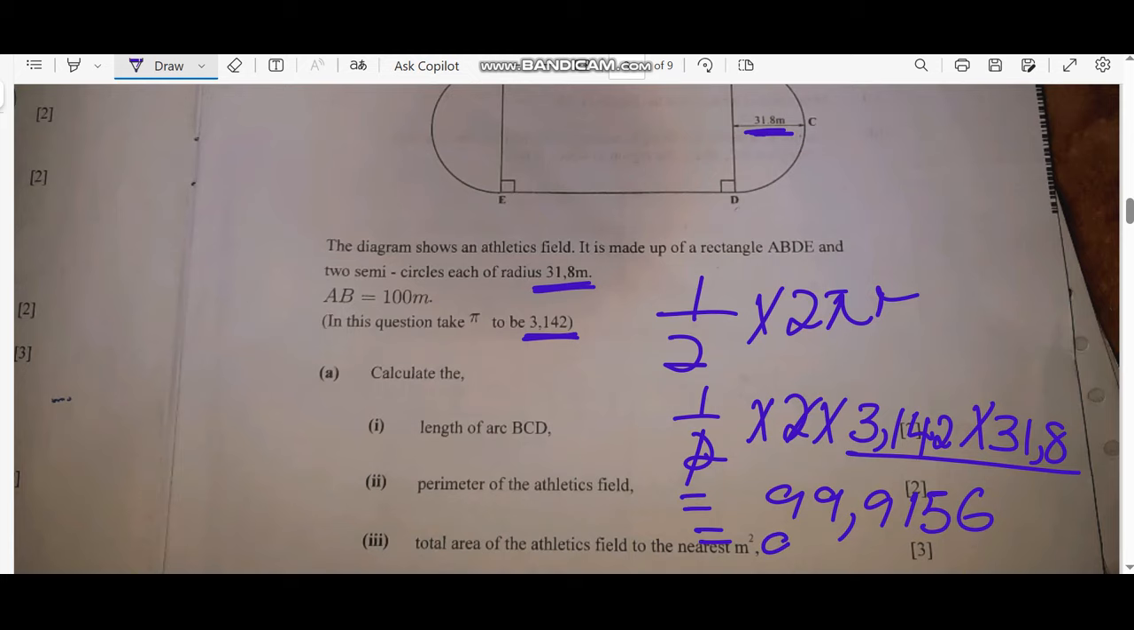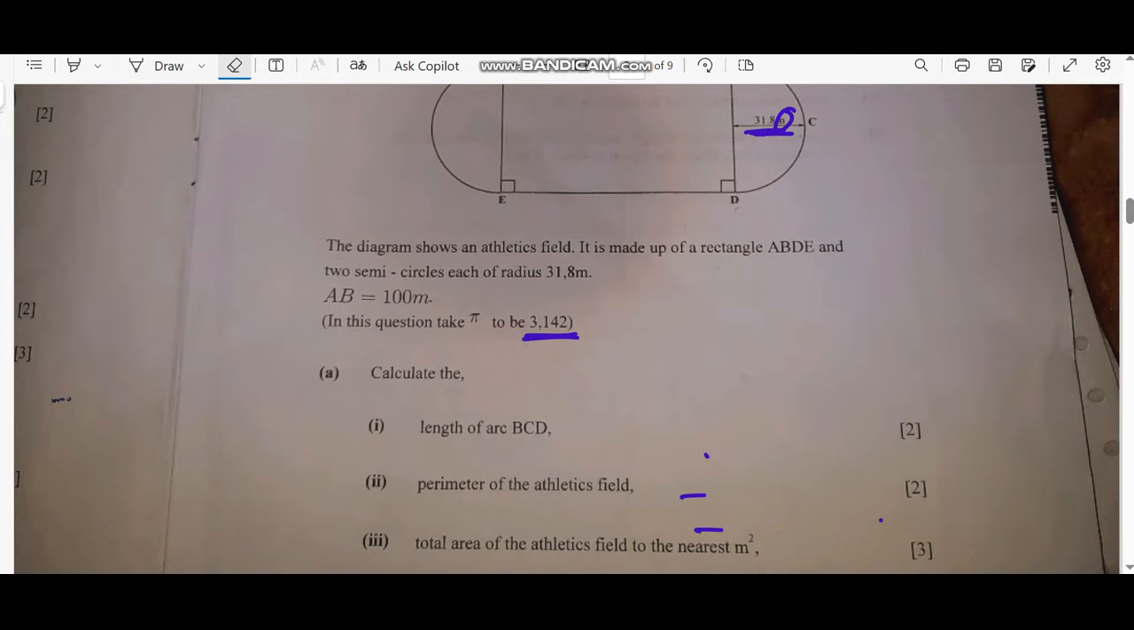Correct it to 3 significant figures. It will be 99.9, and it's in meters because the measurements we were given are in meters. That is how we find the arc length. So we have 99.9 meters, correct to 3 significant figures.